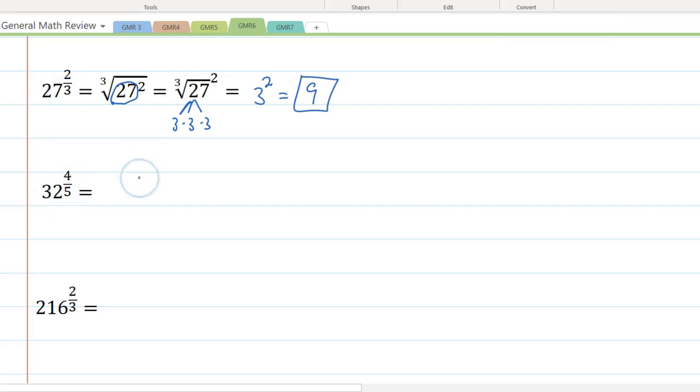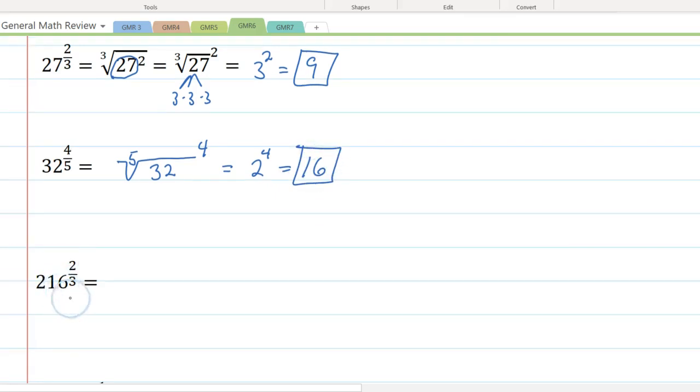This is 27 squared with the cubed root. 32 to the 4/5. So I write this with a big radical sign. My 32 is my radicand. The 5 is my index, and the 4 is my exponent. That means I need to figure out what the fifth root of 32 is. Well, the fifth root of 32 is 2, still raised to the fourth power. 2 to the fourth power is equal to 16.